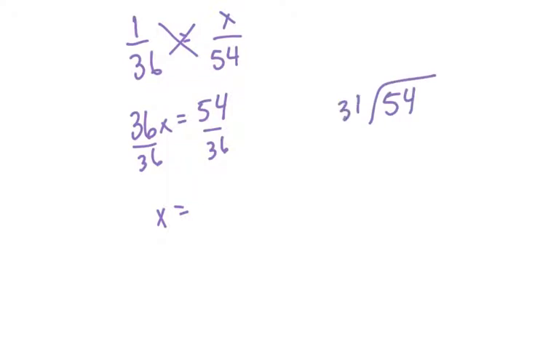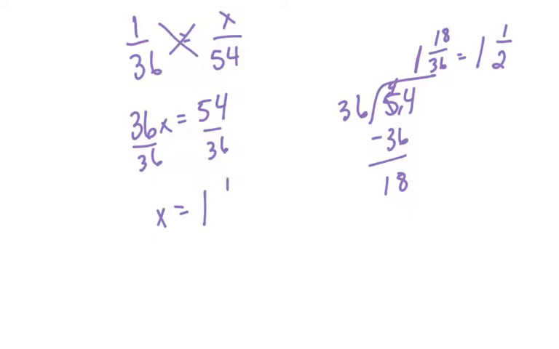Divided by 36. 36 will go into 54 one time, which gives us a remainder of 18. We can just leave it as a fraction or a mixed number. So 18 over 36, which is 1 1/2, because 18 is half of 36. So x is 1.5 inches.